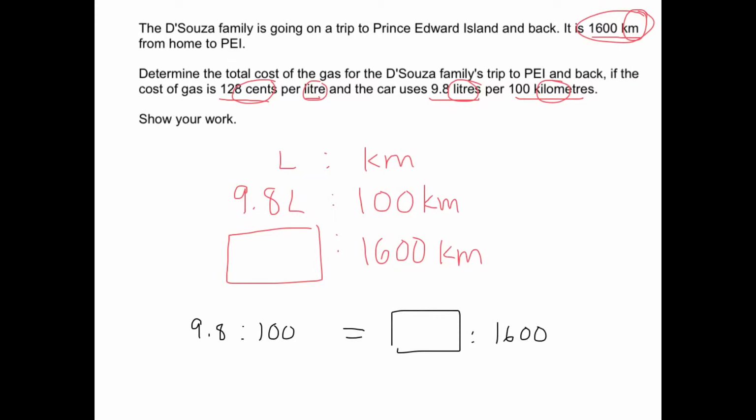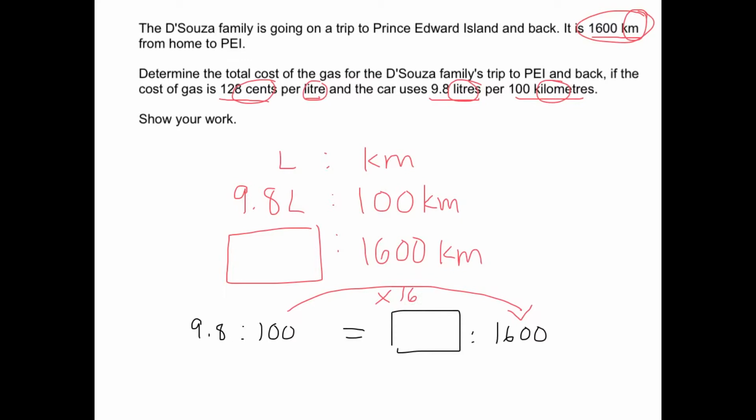One way of determining an equivalent ratio is to multiply or divide each term in the ratio by the same number. So how do you think the second terms are related? 100 and 1,600 can be related by multiplication. 100 times something gives you 1,600. Well, how many times does 100 go into 1,600? That's right, 16 times. So 100 times 16 is 1,600.